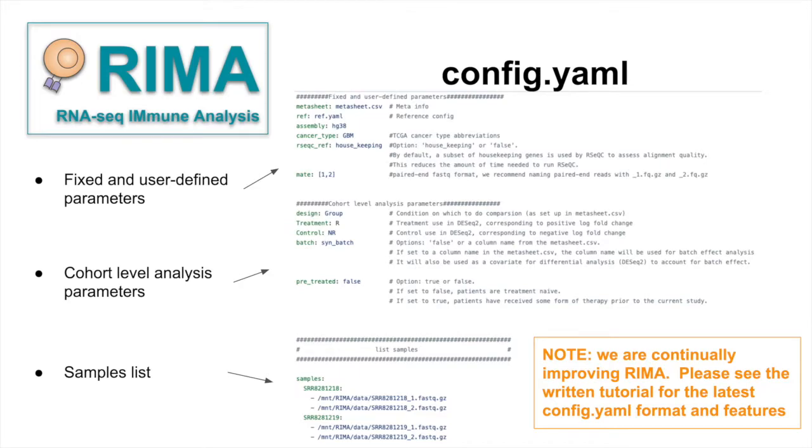Please note that for paired-end reads, we recommend formatting your files with _1 and _2. If you wish to look for batch effect in your data, you should also set the batch parameter in the cohort level analysis section to the correct column in your metasheet. For cohort analyses, the design, treatment, and control fields should be used to set which condition to use for comparison. For the immune response module, you will also want to set the pre-treated parameter to indicate whether the patient received immunotherapy prior to the current clinical trial. This will be described more in the immune response module.